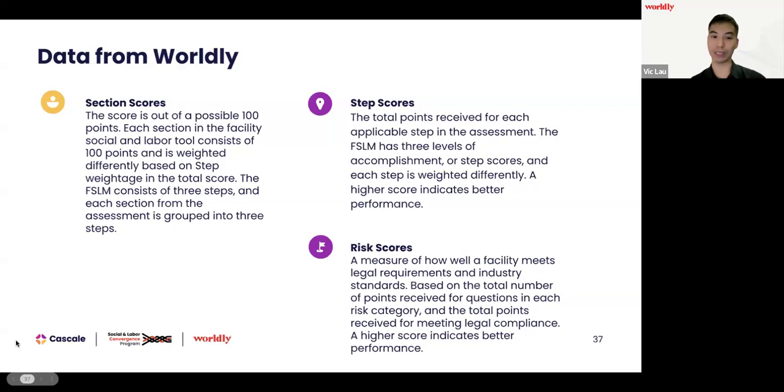So for the STEP scores, it helps you understand how advanced the facility's social program is. And then last but not least, the risk scores show the overall performance of the questions, categorized in different risk levels. For example, zero tolerance, high, or mid-level, which are related to legal compliance issues. So you have the overview for zero tolerance. It could be related to child labor, forced labor. On those areas, you will have a better understanding of how your facility is performing in those high-risk areas.